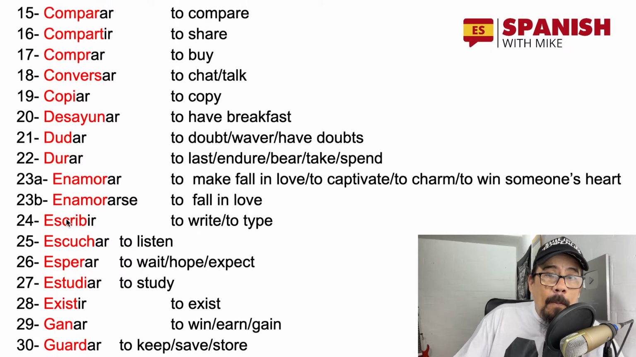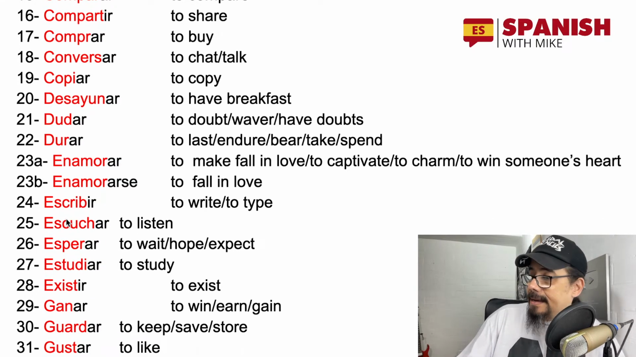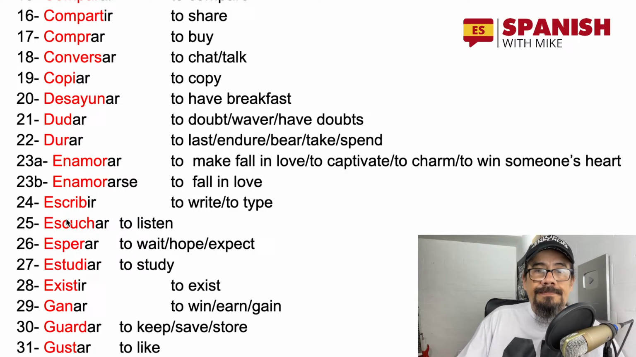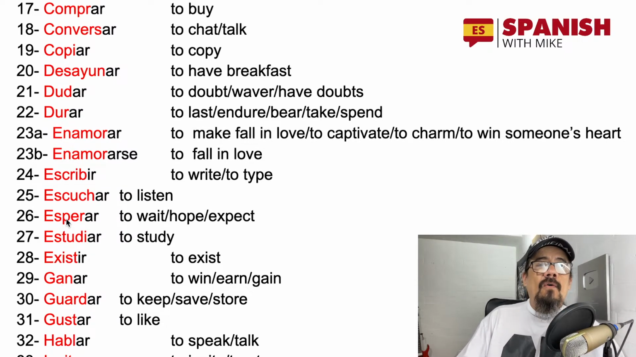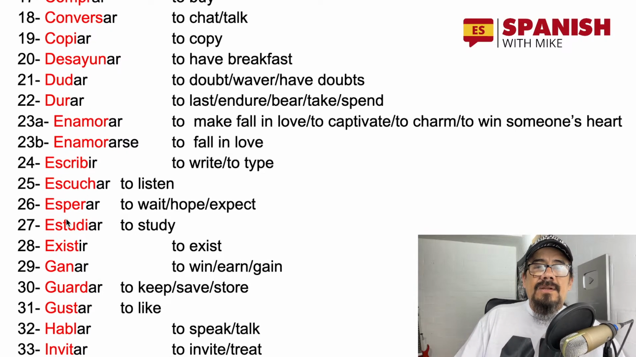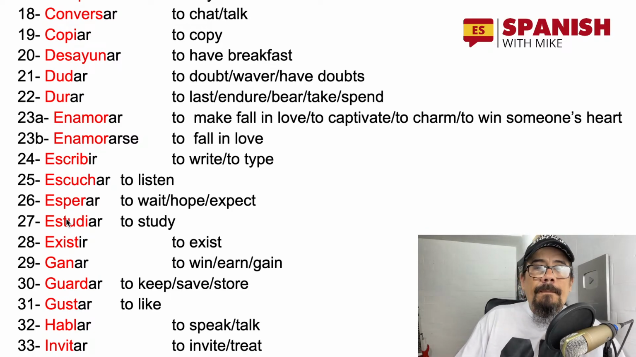Number 17, comprar. Be careful because comparar sounds pretty much like comprar. But comparar means to compare, comparando. And comprar means to buy, comprando. So number 17, comprar. Comprando. Number 18, conversar, to chat, to talk. Conversar, conversando. Number 19, copiar. Copiando.